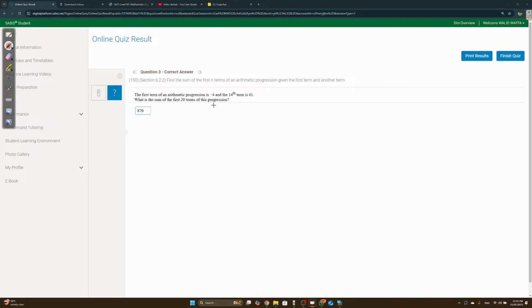The first term of an arithmetic progression is negative 4, and the 14th term is 61. What's the sum of the first 20 terms? For Sn, what did they give us? They gave us a1 and they gave us a14. We know Sn is equal to n over 2 times a1 plus an. And we also know Sn is equal to n over 2 times 2a1 plus n minus 1 d, right? We're looking for the 20 terms. So 20 over 2, 2 times a1, which is negative 4, no?